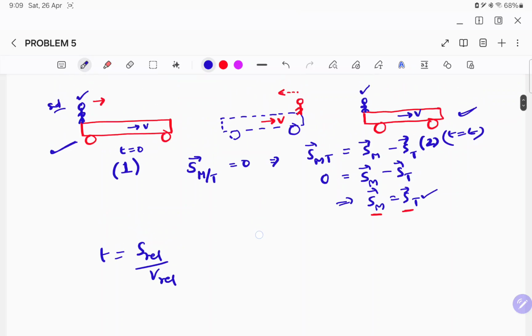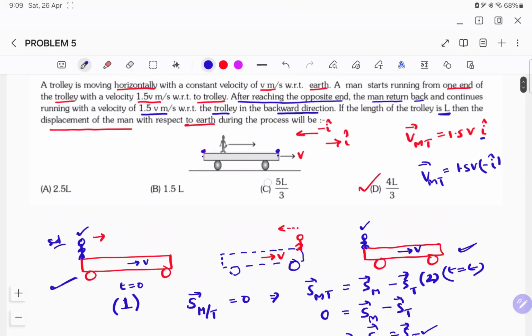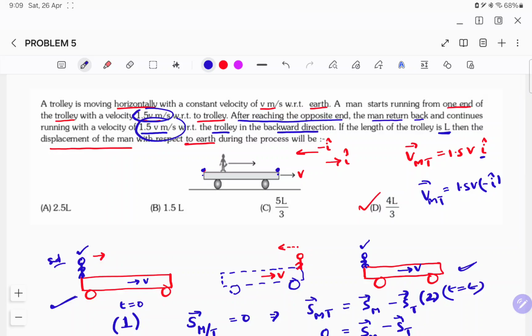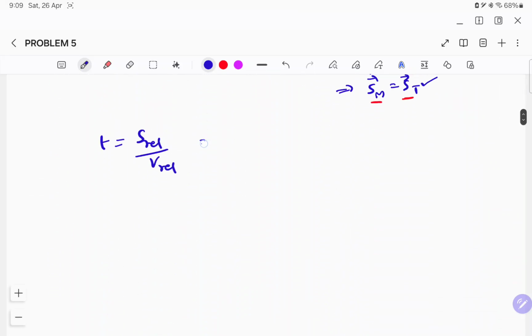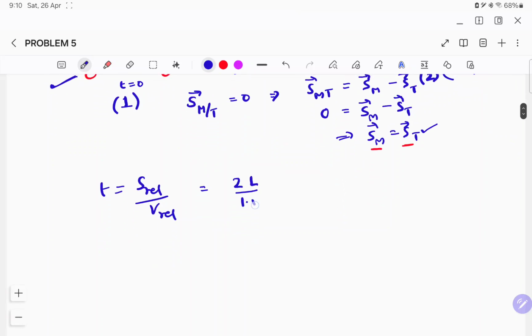because in this time interval, first man traveled relatively trolley length, that is L length, towards right side first, and then he returned, again traveled L length to reach same point with same relative velocity 1.5 v, which we already noticed here while reading the question. So I can say total relative distance traveled by the man is 2L, because while moving towards right side, L length he traveled, again L length he traveled, so t is 2L by relative speed 1.5 v.